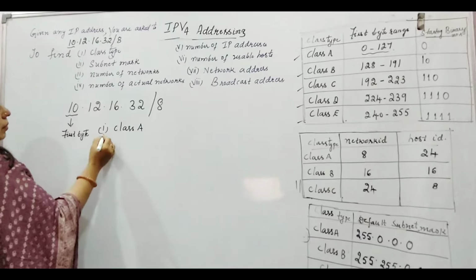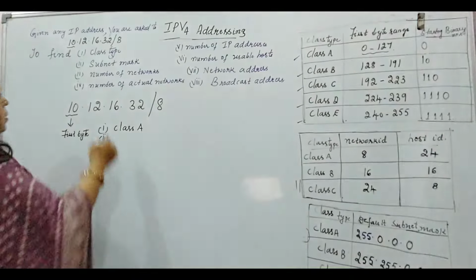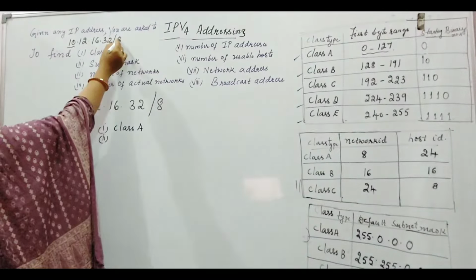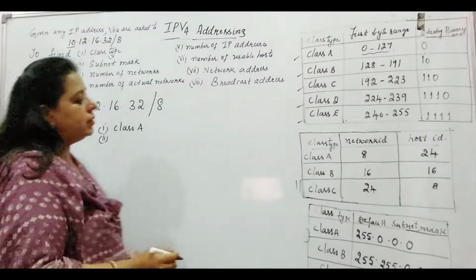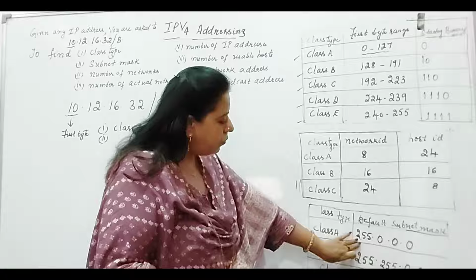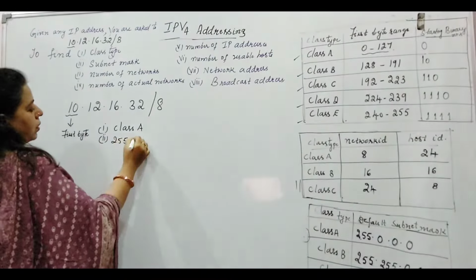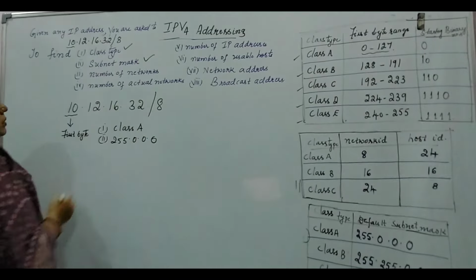What is the subnet mask for this IP address? For class A, the default subnet mask only you are going to write here. Anyway, you have seen that the prefix value is 8, and if the prefix value is 8, the default subnet mask for class A will be 255.0.0.0. So this also you could find out easily.